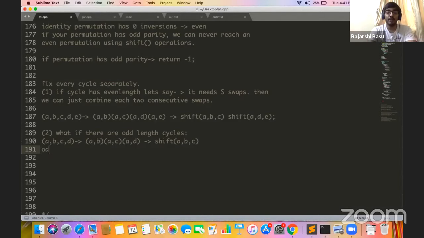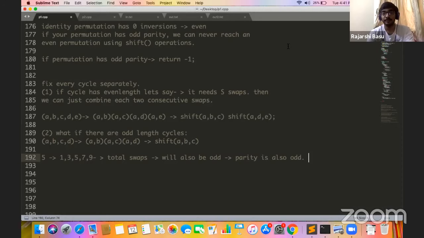Because odd into odd, let's say you have 5 odd length cycles, then the cycle lengths are, let's say, 1, 3, 5, 7, 9, something like that, like any odd numbers. Your sum of them will also be odd, right? So the total number of swaps will also be odd. But this implies that the parity is also odd. Correct. So that is why you cannot have an odd number of odd length cycles. You always have an even number of odd length cycles.